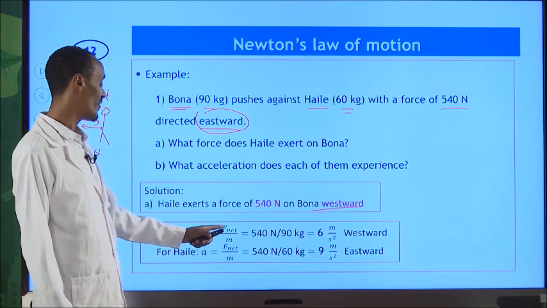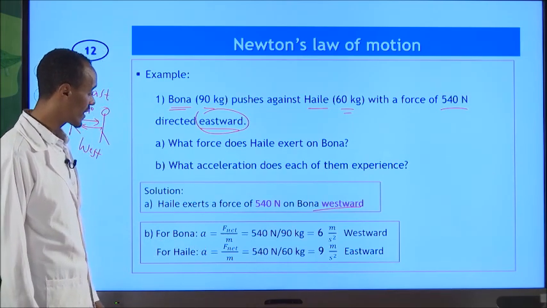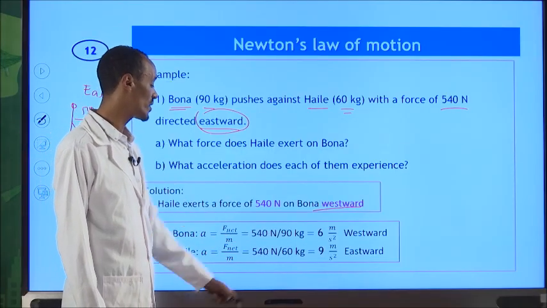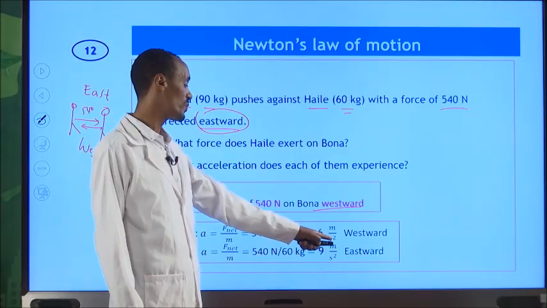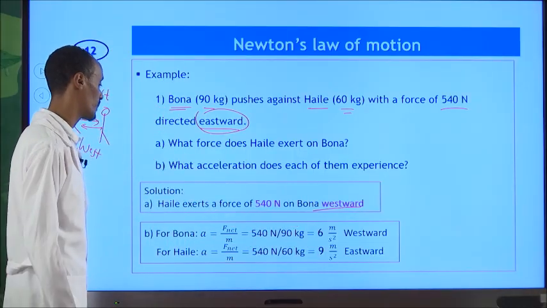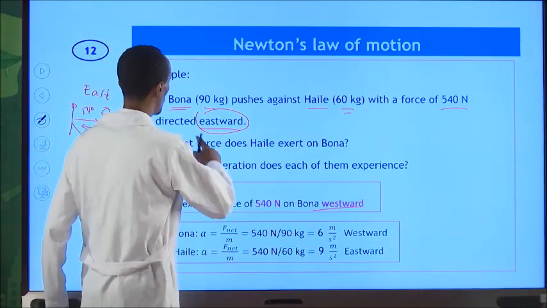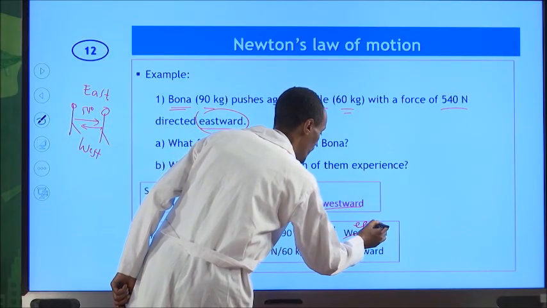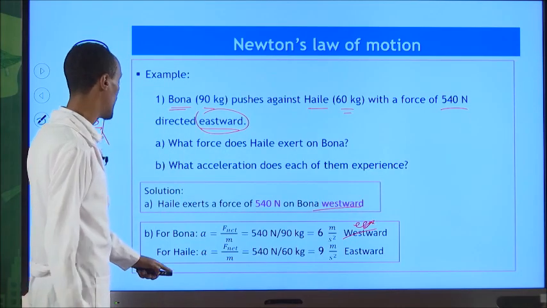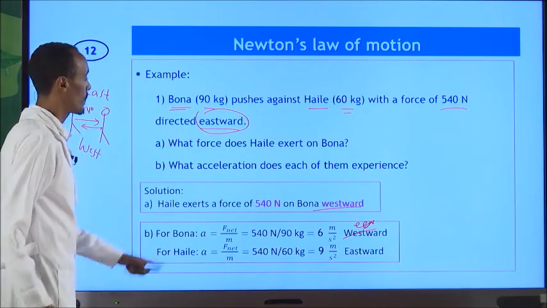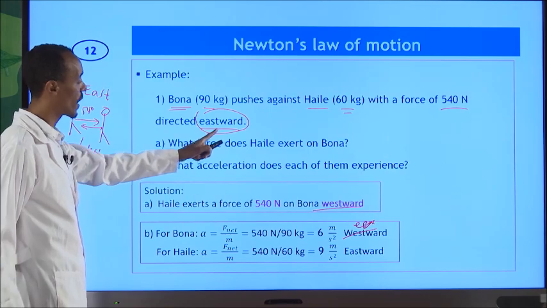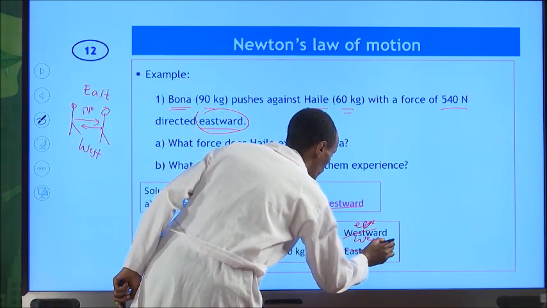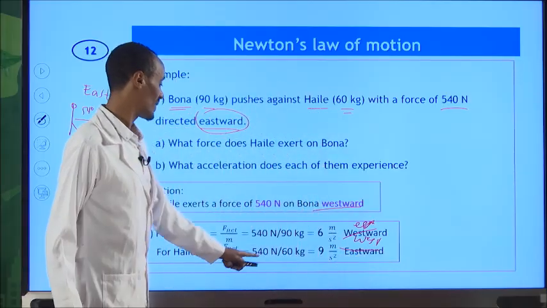So the acceleration is net force divided by the mass. The net force is 540 and the mass of Bona is 90 kilograms. So the acceleration is 6 meters per second squared to the west. Sorry students, because Bona is pushing, this has to be east. Okay, this is to the east. And here Haile is pushing back, because Bona is given as eastward, so this should be westward. Sorry.